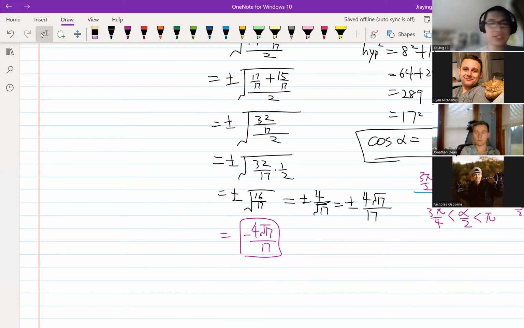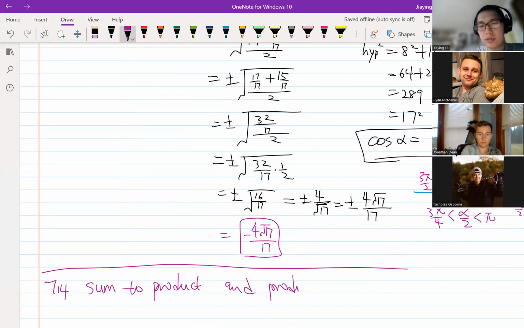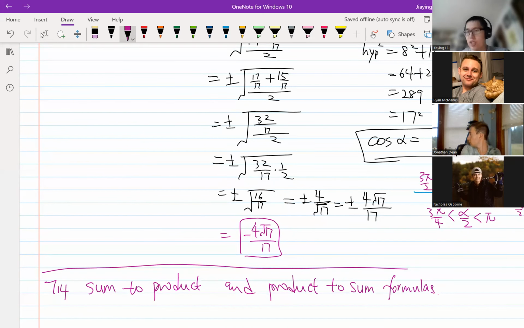All right, so the next topic I have is called sum to product and product to sum formulas. It's a lot of terms here, but once you see the example, you kind of recognize what kind of problem will be related to this.